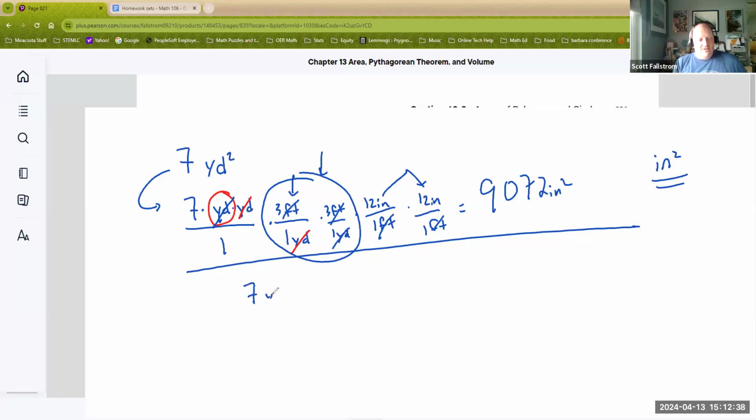So let me show you what that looks like. If we start with 7 square yards over 1, then we would multiply by 1 yard and 3 feet.